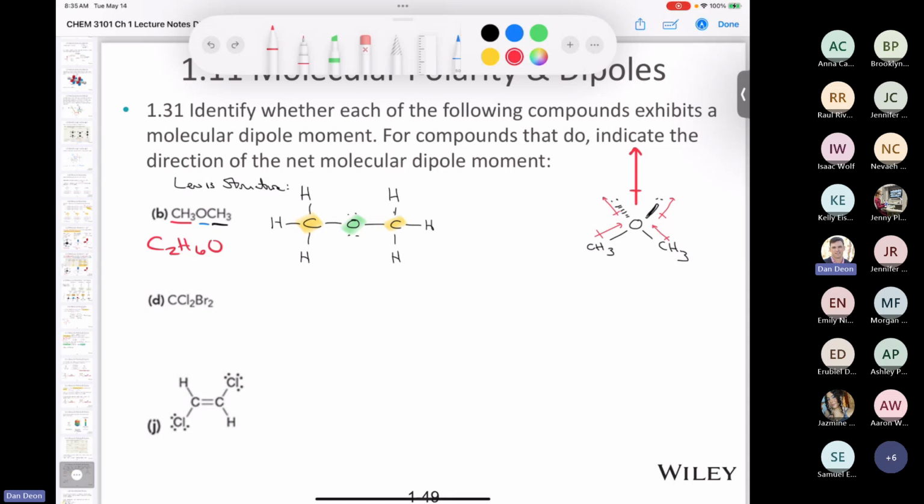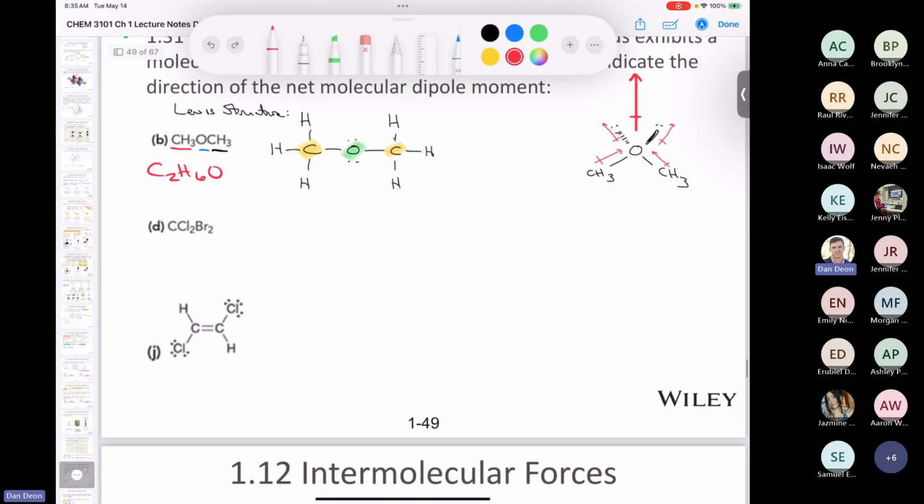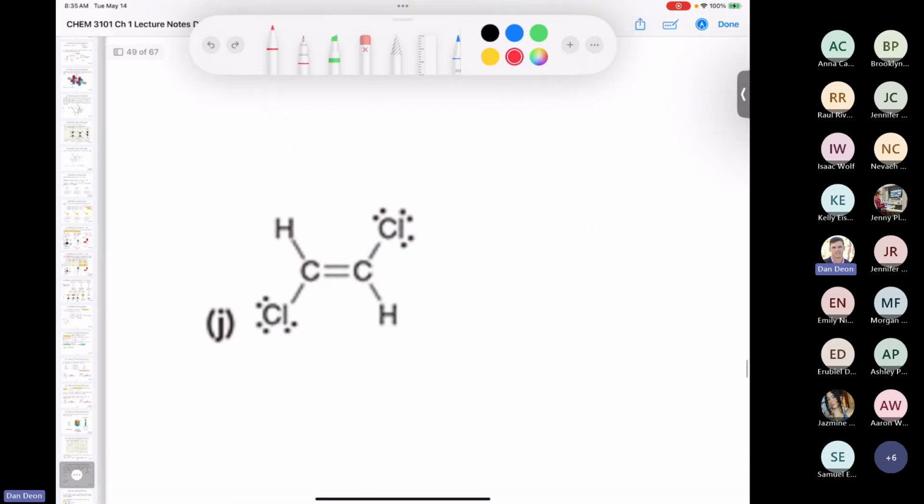Let's take a look at, I'm going to skip D in the interest of time, and I'm going to take a look at J with you guys. I think J is a little bit faster, okay? So let me ask you, in this molecule, are there any polar bonds in here? And again, I know I'm rehashing the same old concepts, but hey, we're learning the subject. Yes, absolutely. Thanks, Raul. Yep, we have two polar bonds, don't we?